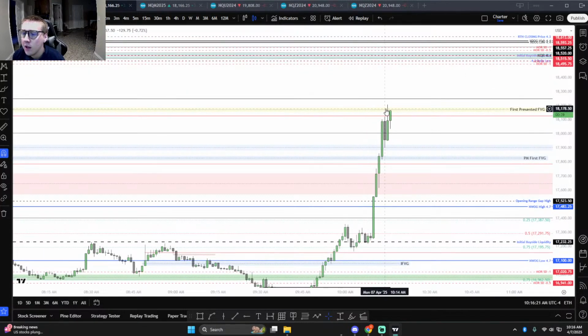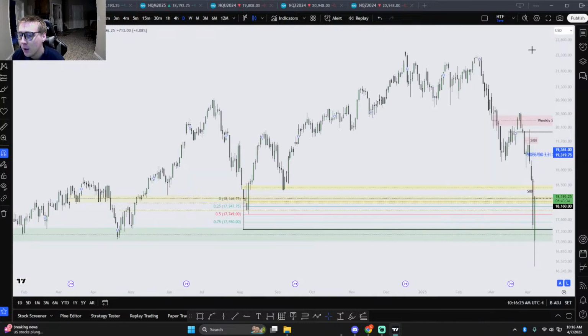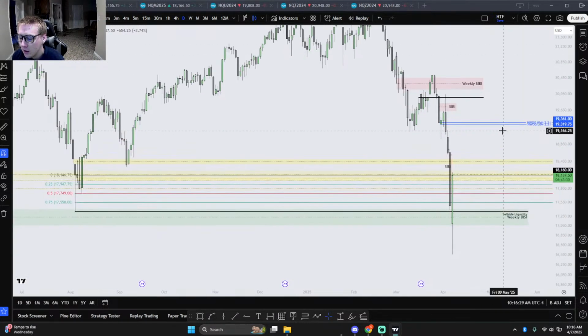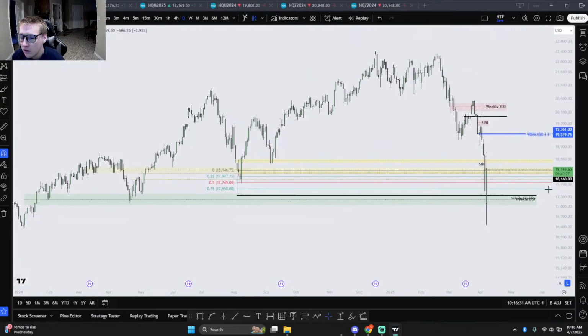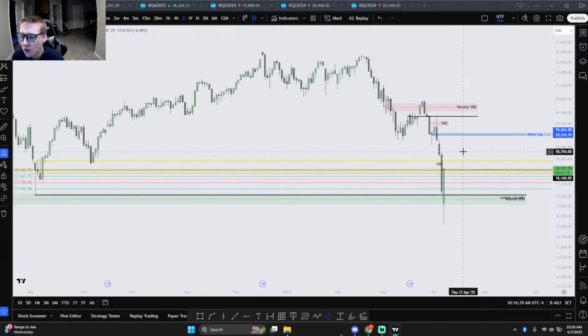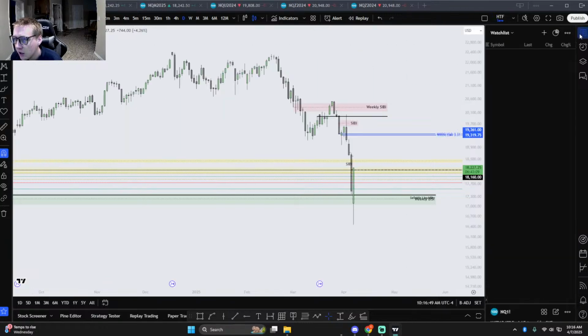Okay, we're in Friday's first presented fair value gap already. I was like, okay, this might be a possible target for the end of the day, and we end up hitting that. Oh my, look at this. This is insane. 10% in a day.